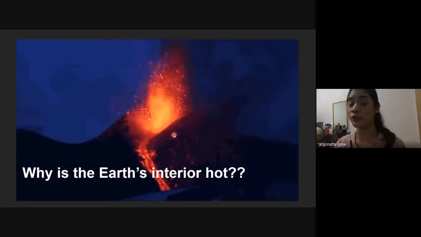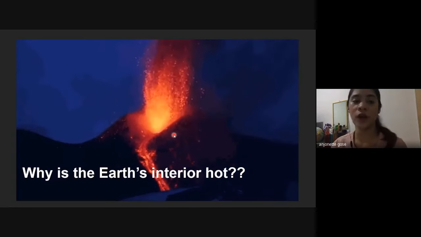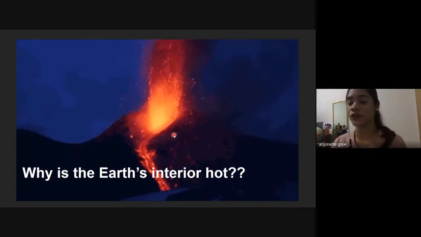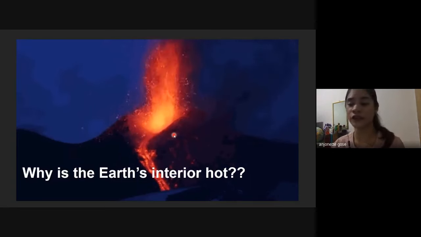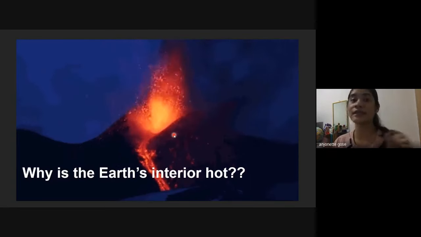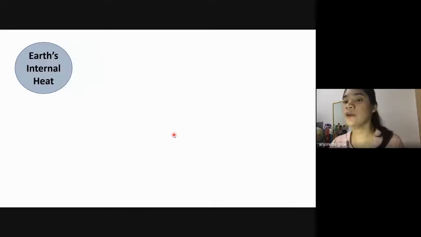So this is the focus of our discussion. We will try to explore what are the reasons why the Earth's interior, the internal layers of the Earth, has an extreme temperature. Now, this is actually the overview. Sa overview na ito, ang ating ginamit na system ay general to specific. So, deductive time ngayon ha. We have here the Earth's internal heat.